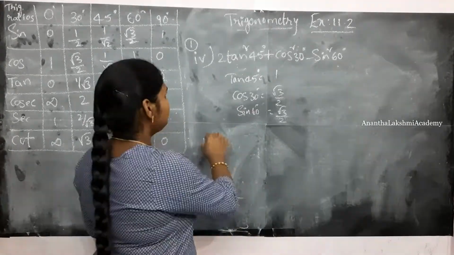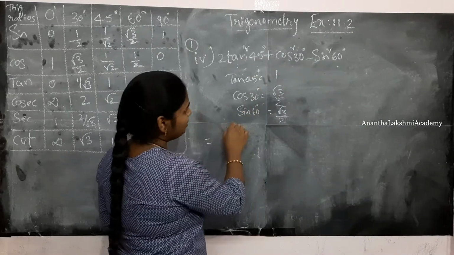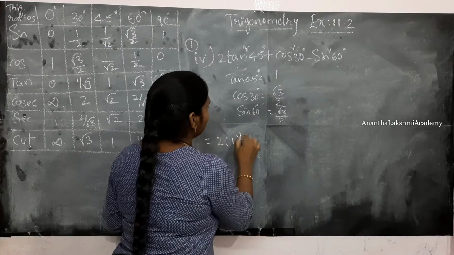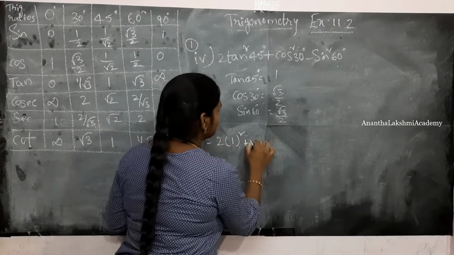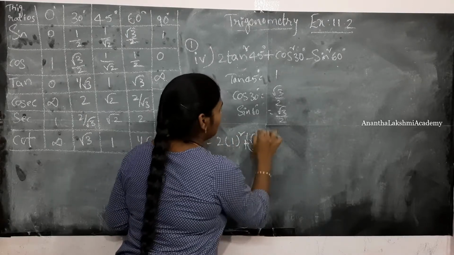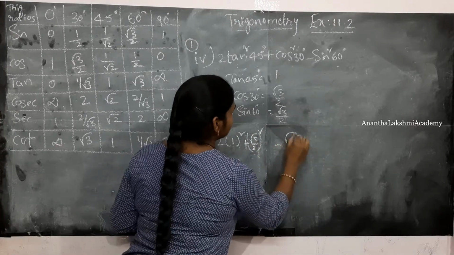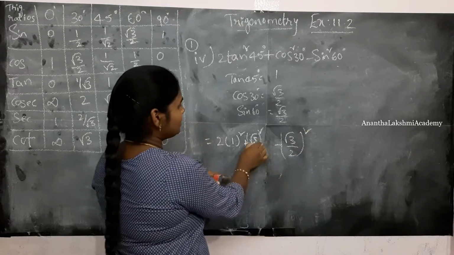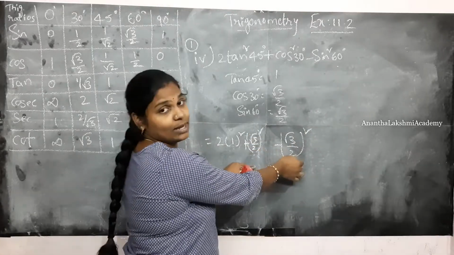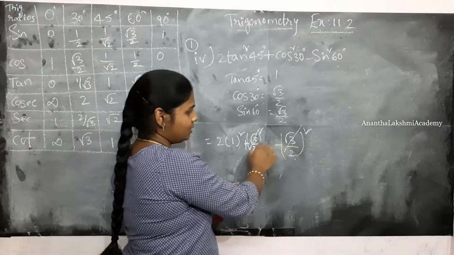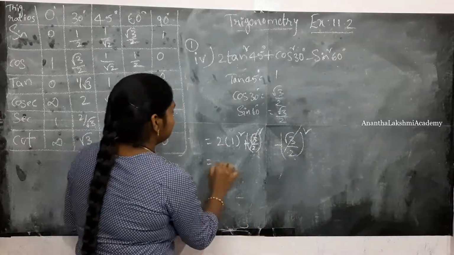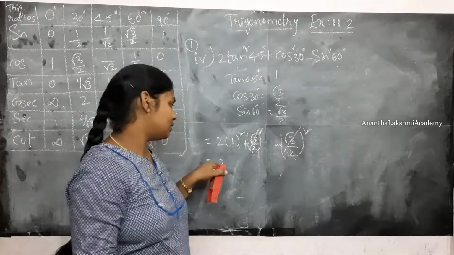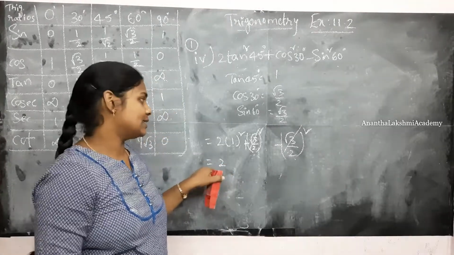Now let us substitute in the corresponding expression. So 2 tan square 45 is nothing but 2 into 1 square, plus cos square 30 is nothing but root 3 by 2 whole square, minus sin square 60 degrees is nothing but root 3 by 2 whole square. If you look here, plus root 3 by 2 whole square minus root 3 by 2 whole square is nothing but 0, right? It's just 2 into 1 square, which is, sorry, 2 into 1 is 2. So this is the answer for this.